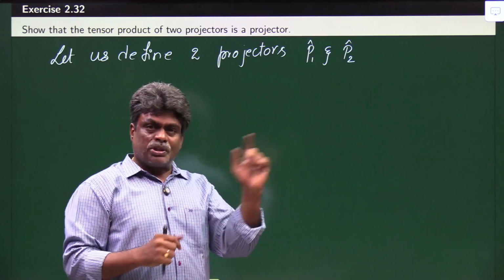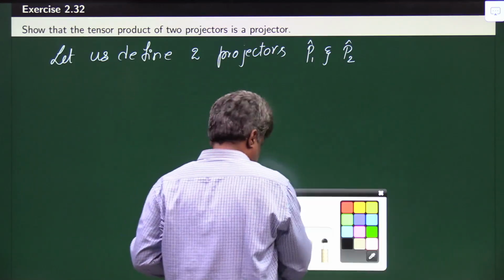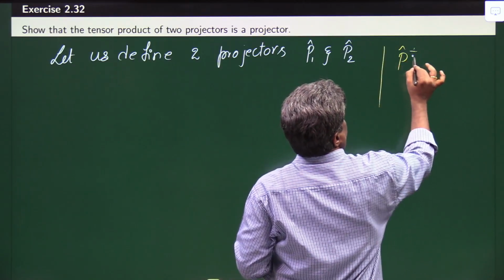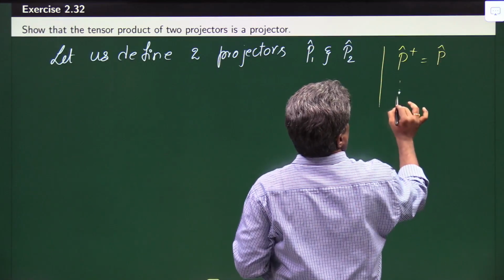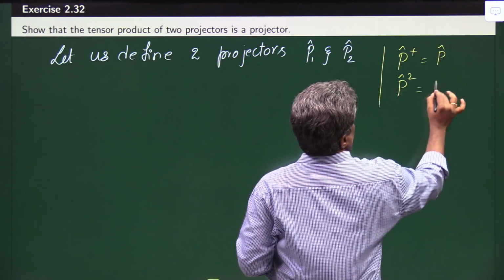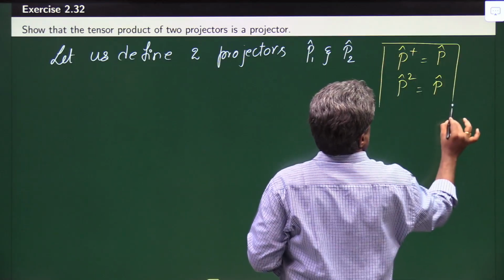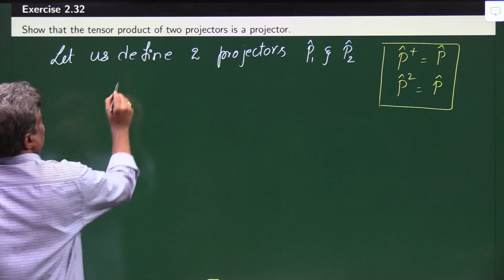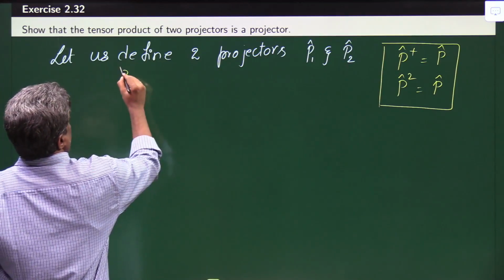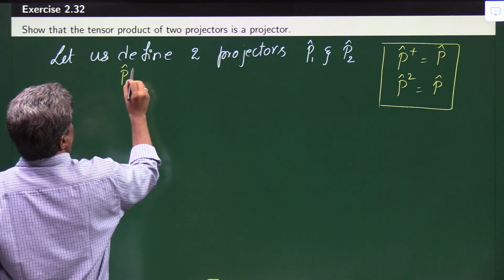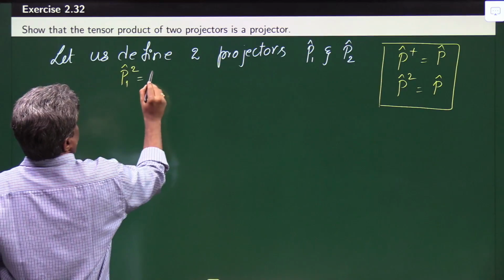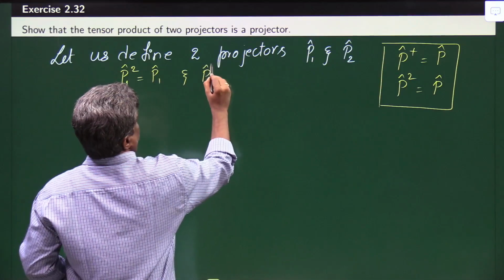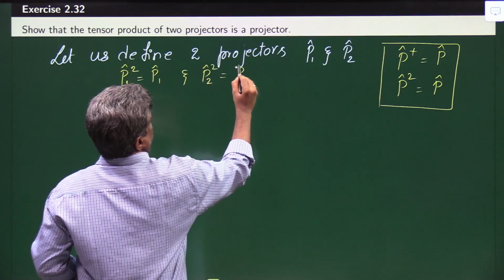So these are projection operators. You know already the properties of projection operators. That is, P dagger equals P, it's Hermitian, and P square equals P, it's idempotent. Okay, so now we know these two are projection operators. That's why P1 square equal to P1, and as usual P2 cap square equal to P2.